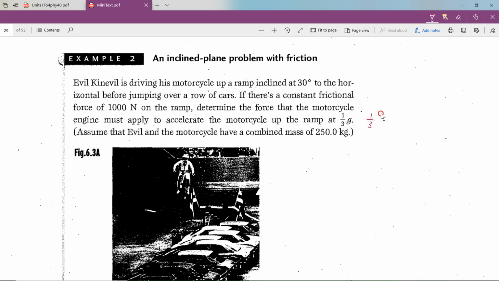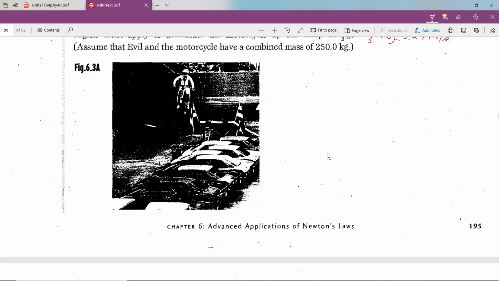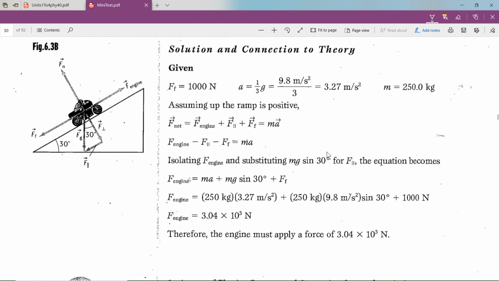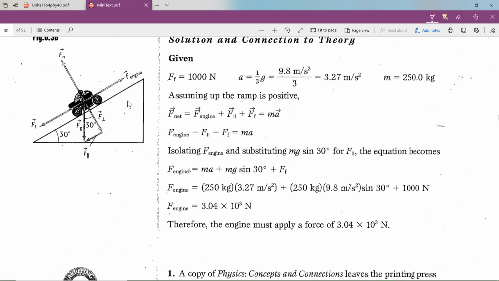Sometimes acceleration is written as multiples of g or fractions of g. So as soon as you see a third g, let's change that to a number of meters per second squared. So 9.8 divided by 3 is 3.27 meters per second squared. And the combined mass, and we're going to need this, of Evel and the motorcycle is 250 kilograms.